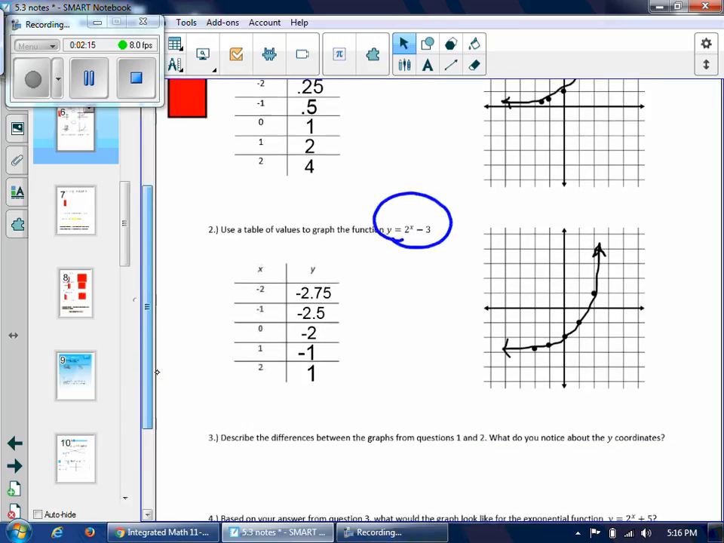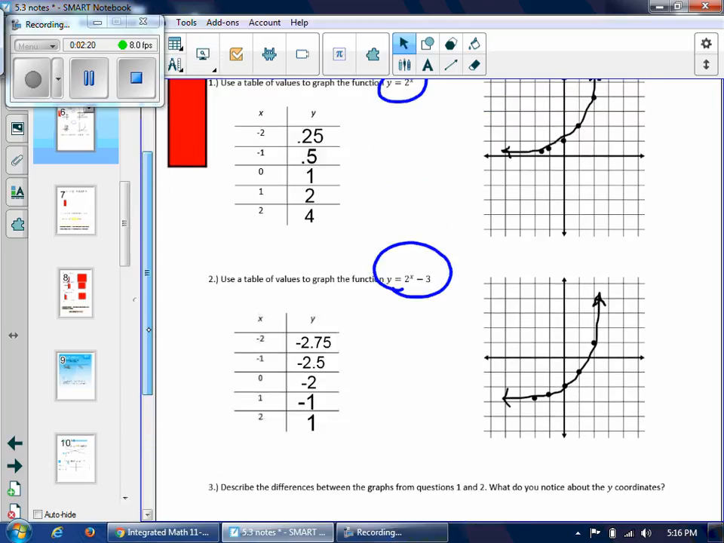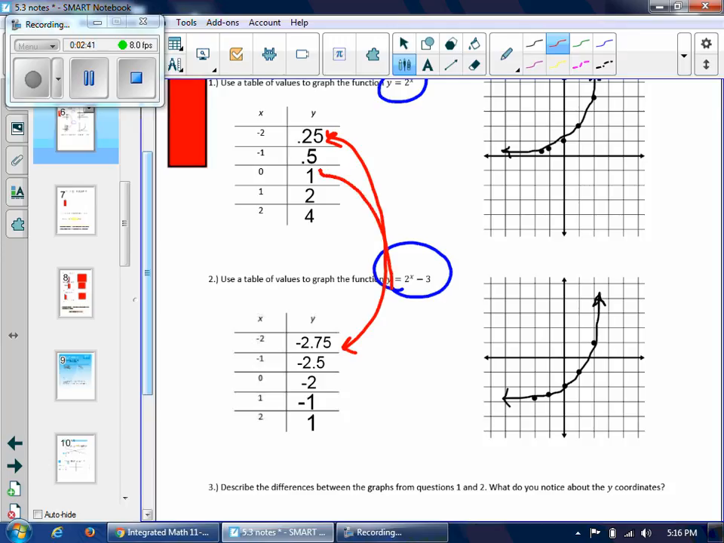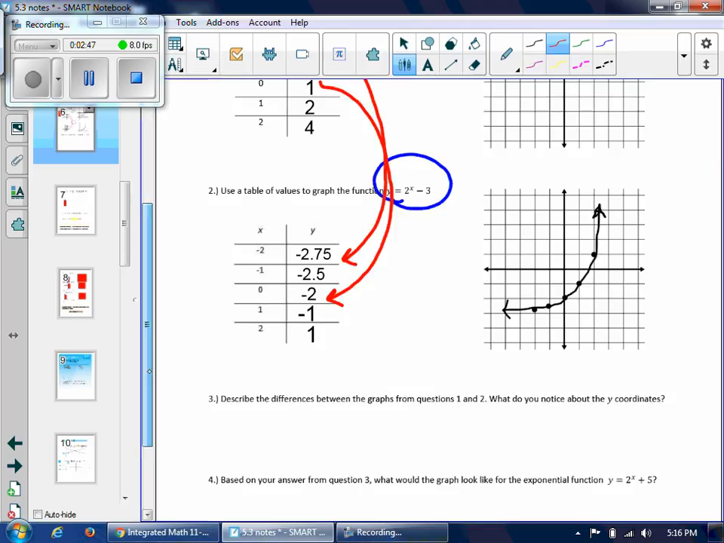So it's asking you, what do you notice about the y-coordinates? If you're not a visual learner and having a graph doesn't help you, you can also compare the y values of your table. So if you were to compare 0.25 to negative 0.75, you will notice that you traveled down 3 units. Same thing with the rest of these. So what happened was our graph translated down 3 units.